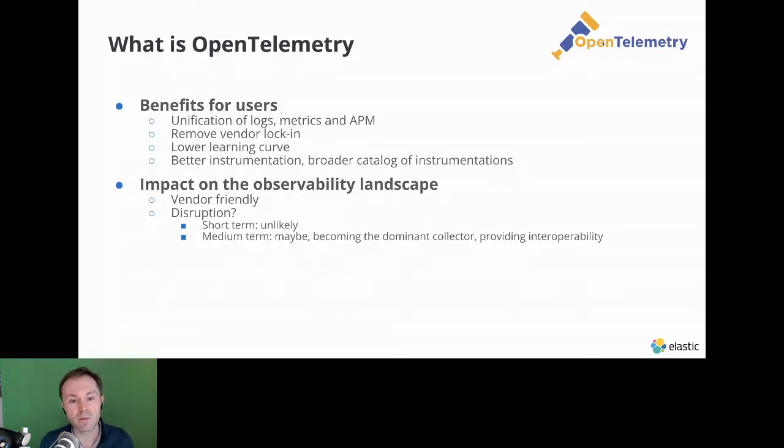Now, what will be the impact on the observability landscape? First, it's vendor friendly. So you will see that open source projects, maybe like Jaeger, like Zipkin, they are integrating in OpenTelemetry. And you will see also that vendors and companies who build open solutions like us, Elastic, we integrate, and also the cloud vendors. You can think of Google, AWS, they also integrate in this OpenTelemetry ecosystem.